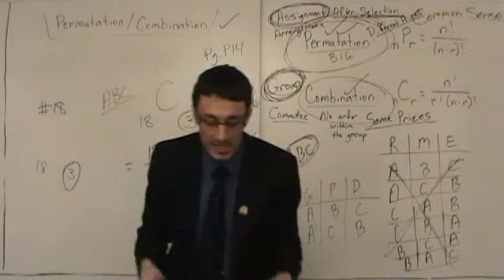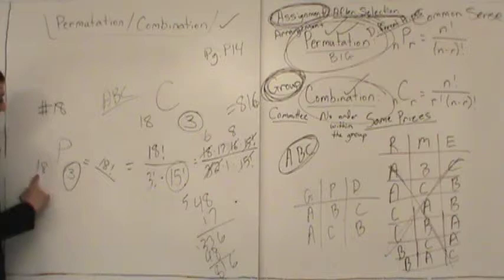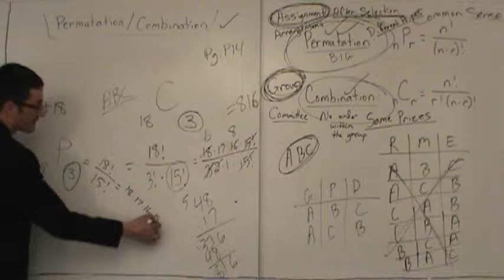So how many ways can we select a guitar player, piano player, and drummer? What do we have here? This is permutation. So we have permutation 18 choose 3, which is 18 factorial over 18 minus 3, which is 15 factorial. So we have 18 times 17 times 16 times 15 factorial over 15 factorial. These cancel. We get 18 times 17 times 16.